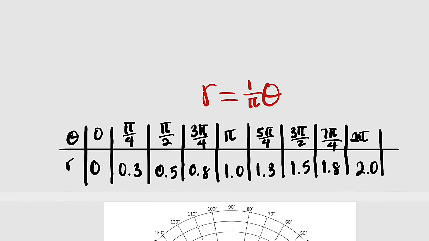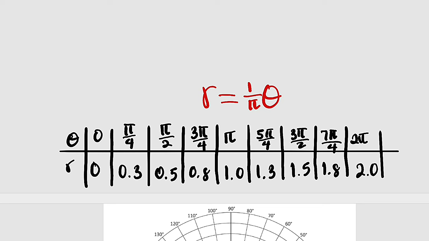We have r equal to 1 over pi times theta, because all of our thetas contain pi. So as you divide by pi, this will be 1 over 4, which is approximately 0.3. This will be 1 over 2, which is 0.5. This will be 3 over 4, which is approximately 0.8. Pi divided by pi will be 1. You understand? So we are dividing the angles by pi, for which 1 over pi is equivalent to b. The general form is r equal to a plus b theta. So in this situation, b is equal to 1 over pi.